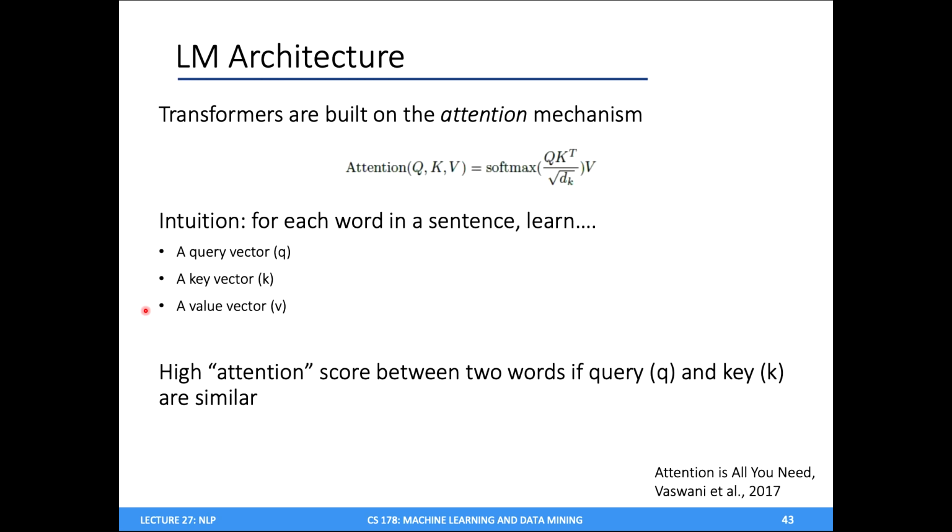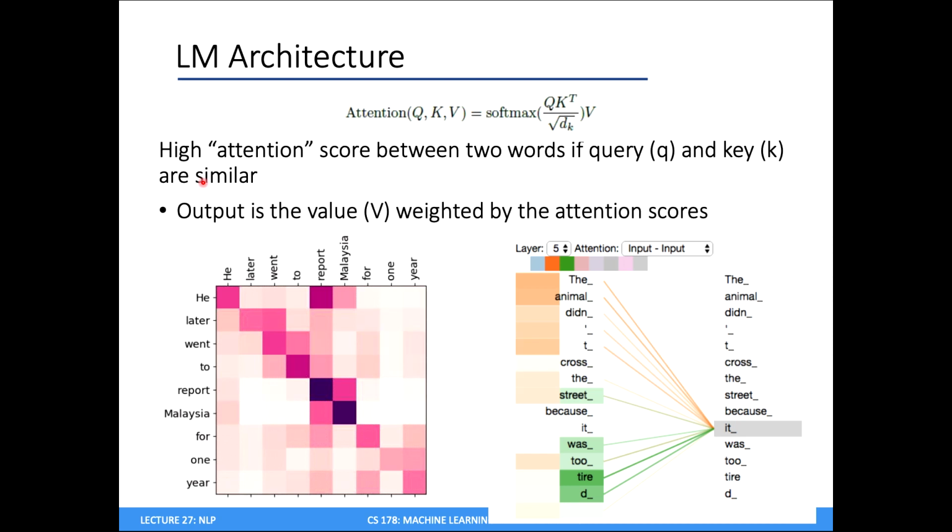So we saw a similar idea in word2vec, right, where we looked at how similar the embeddings are. Well, here we're going to look at how similar the query and the key vectors are. That's where this dot product up here is coming in. And then based on the attention score, we're going to use those value vectors to determine the output. In other words, the output of this attention mechanism is that value vector that we've learned, which is then weighted by the attention scores. So to highlight this a little bit, I have an illustration.